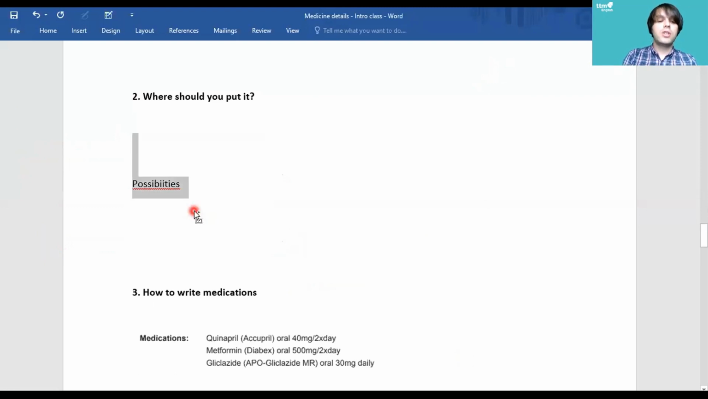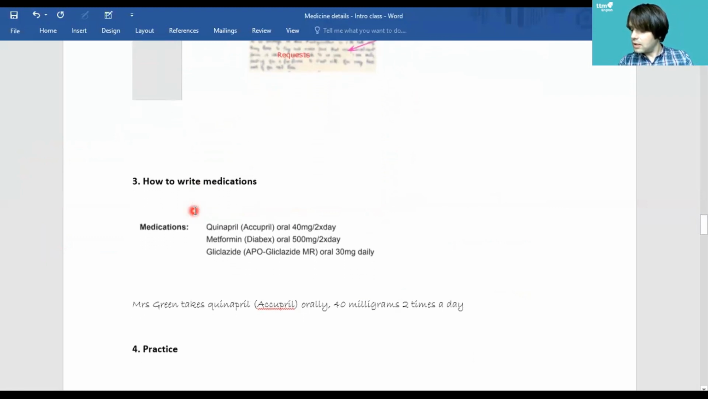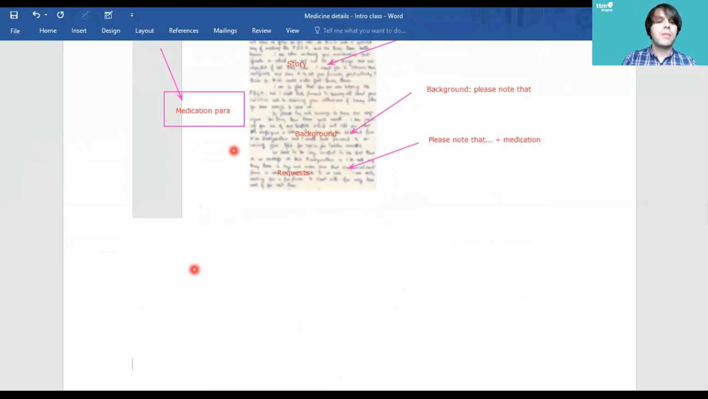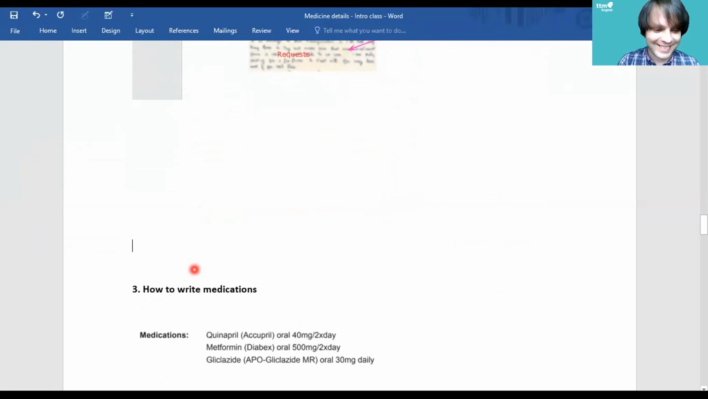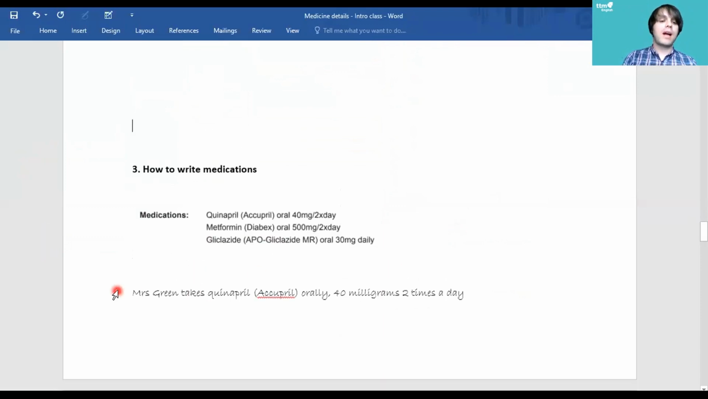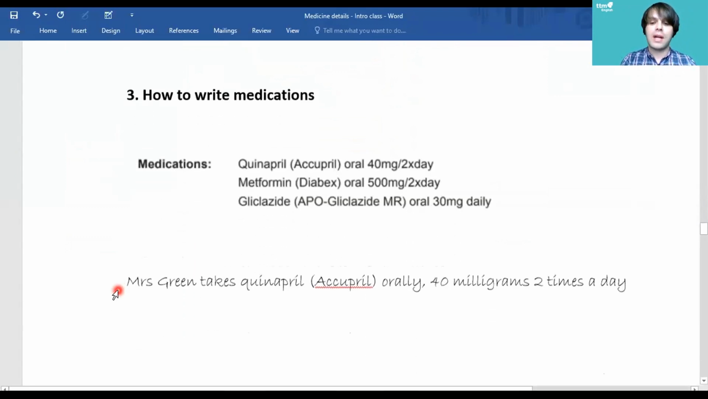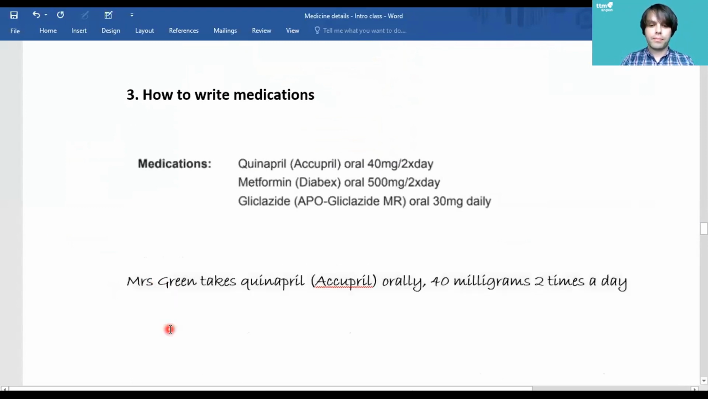Is anyone good at doing this? Kim, are you there? Kalyan, are you there? Are you any good at this? How do you feel about doing medications? Confident? Quite confident. Okay, well let's look at this one because I've got my example. All you need to do is analyze my example. Okay, can you read my sentence here? Yes. What does it say? Mrs. Green takes quinapril, Accupril, orally, 40 milligrams two times a day.